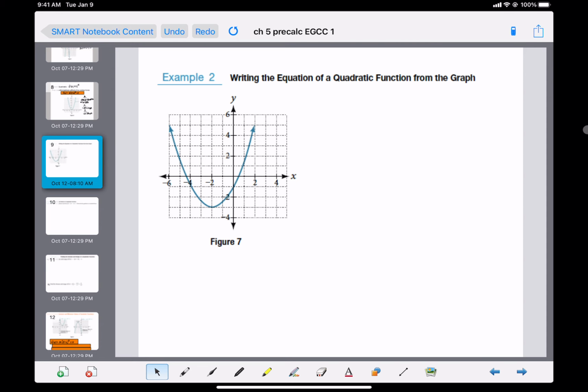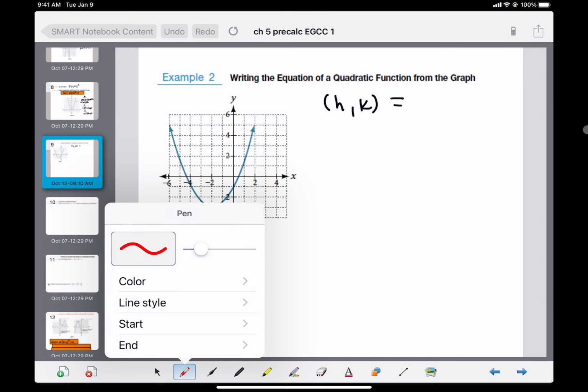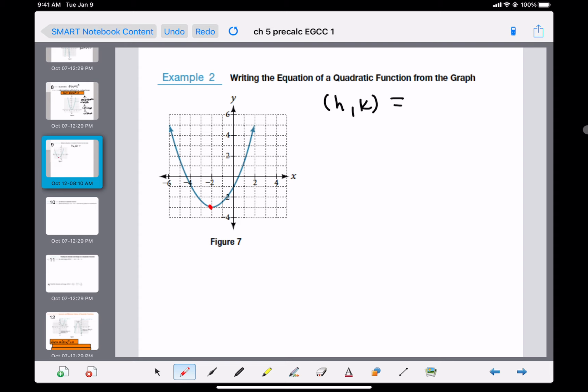Let's look at this example. It says, let's try to write an equation of the quadratic from the graph. So the first thing I want you to always do is find the h, k. If we look at our vertex and the way that they're counting, that vertex is -2, -3. The next thing we have to find is our a value, and that is probably the hardest one to find. So let's talk about how you go about finding that a value.